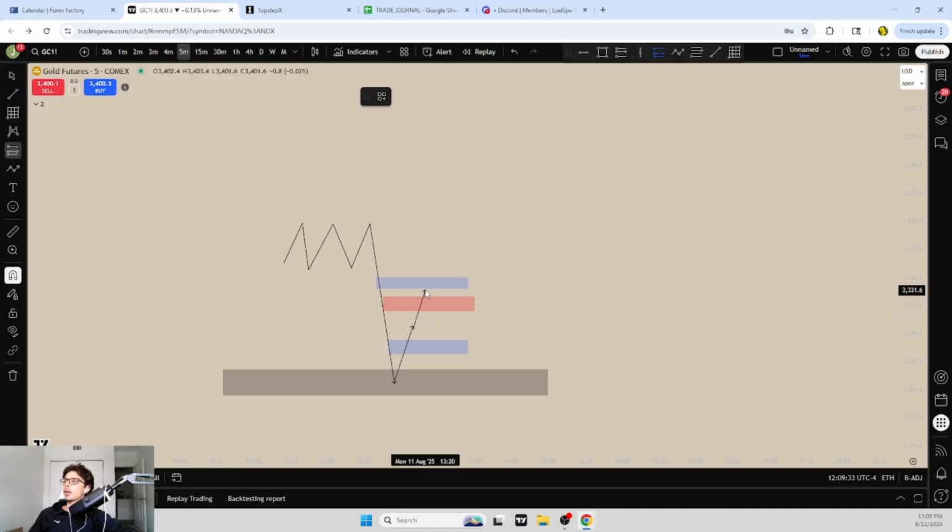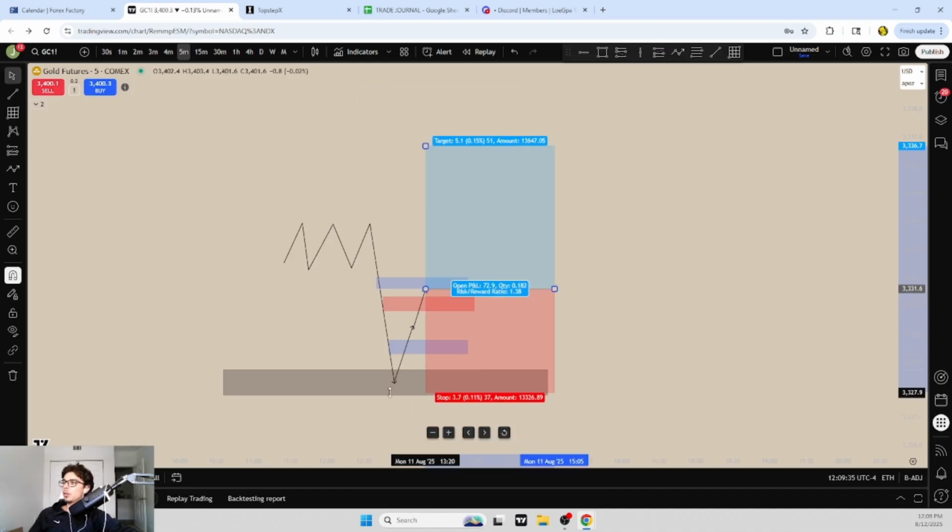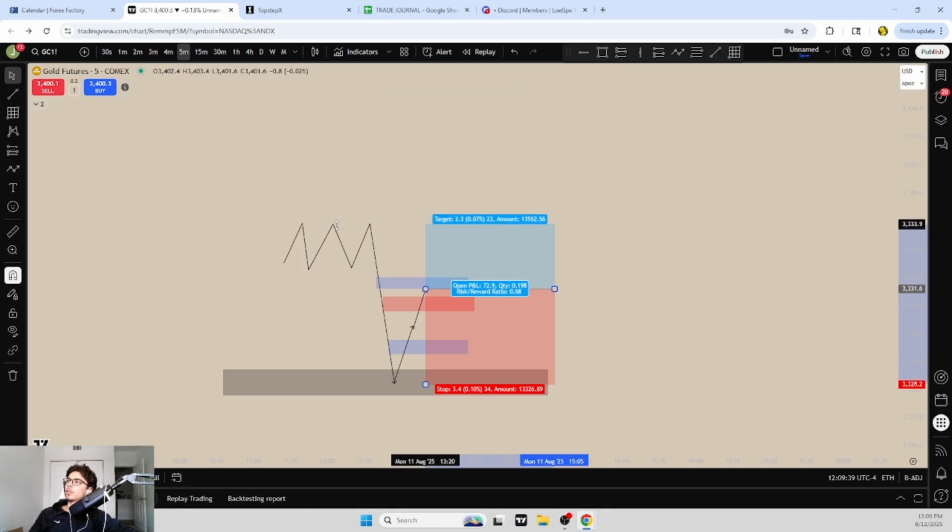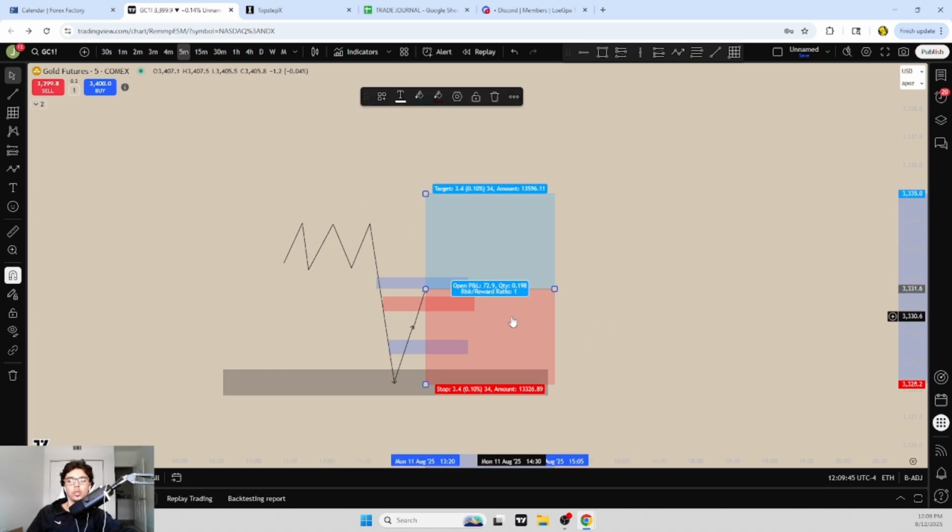Enter something like this, right? Stops at the swing lows, and our take profit at these highs right up here. Now, if it doesn't give you a good RR, like this is 0.71, then you could just move it up to 0.1 and go in for a 1-to-1.